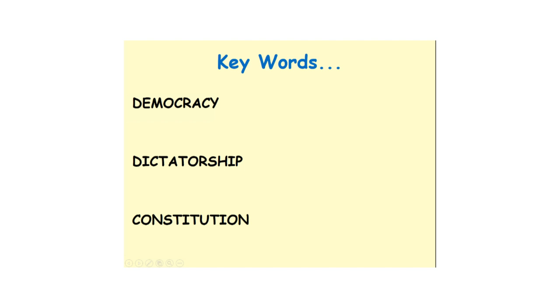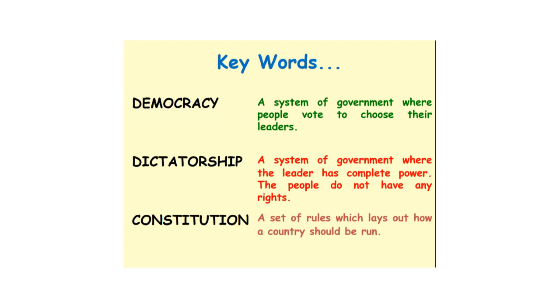So tell your history teacher now, because you are on a live lesson. You do have the ability to talk to each other, share some ideas. What is a democracy? What is a dictatorship? What is a constitution? What do you already know about those? Okay, so these here are the definitions. These are what the words actually mean.